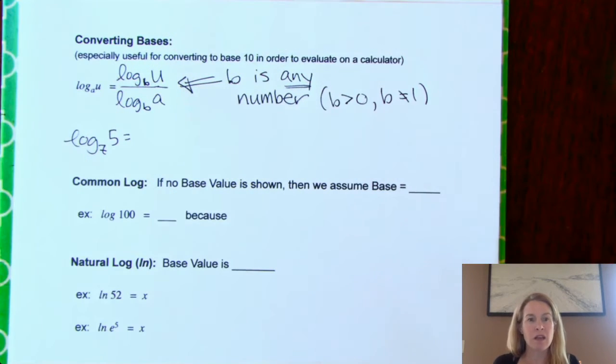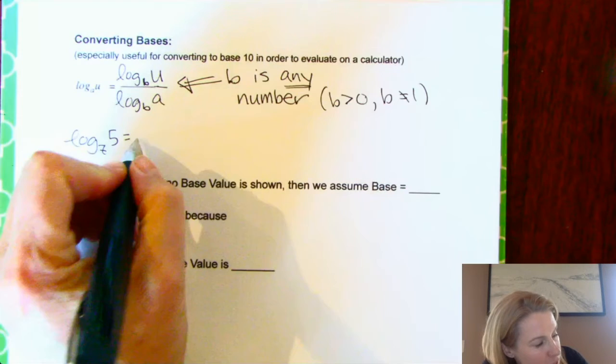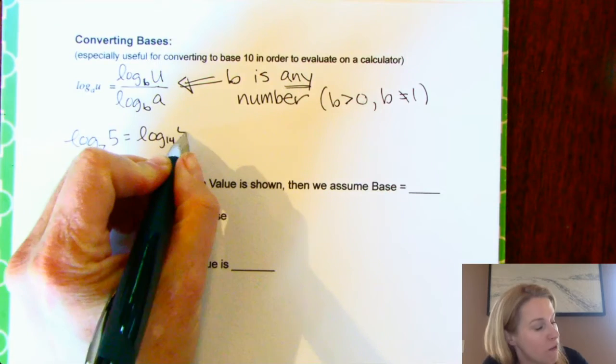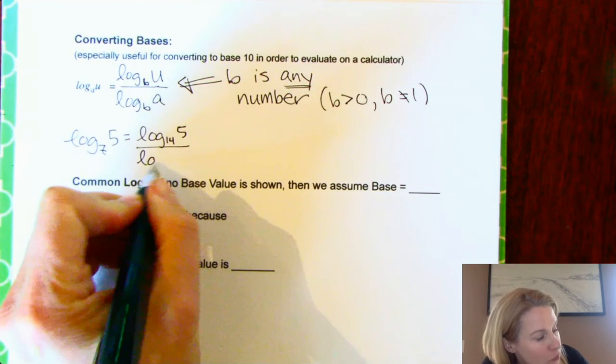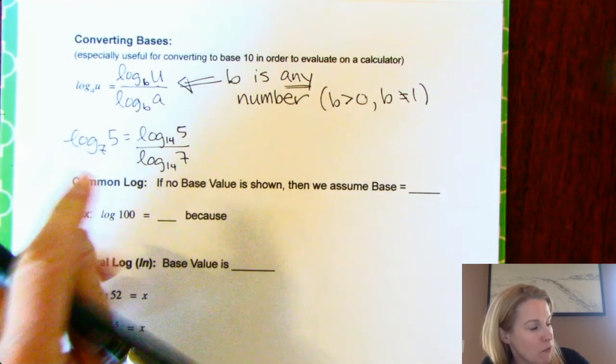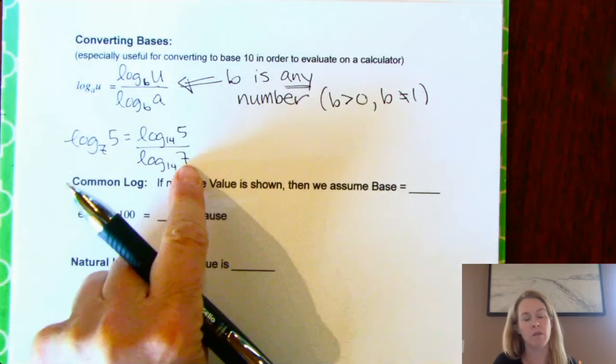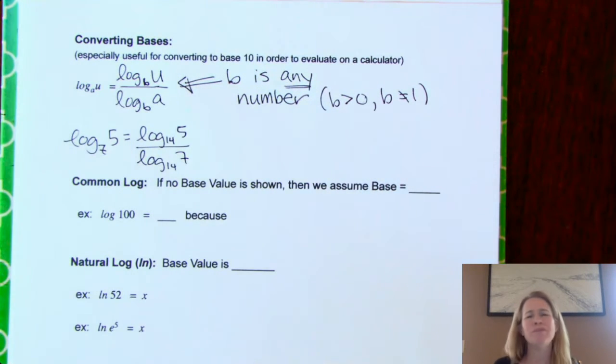If I want to write this with, make up any base you want, how about 14? So I can rewrite this as log base 14 of 5 over log base 14 of 7. Remember, the 5 goes on top, the 7 goes on bottom. Is log base 14 useful? Probably not, but that's just showing you that that's one way you can rewrite that log.